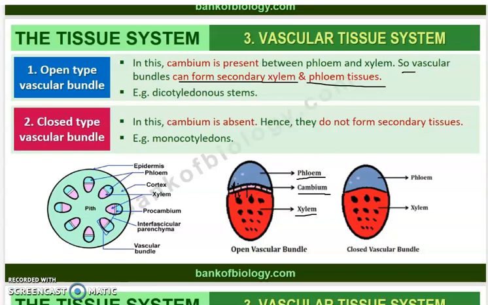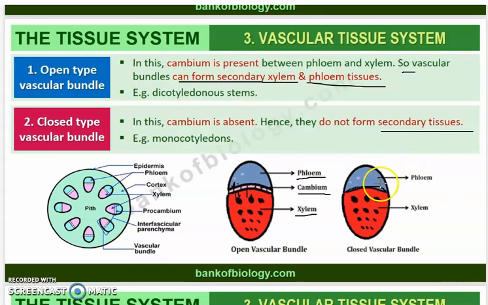So in this, the cambium is absent. You can see it here. This is the closed vascular bundle. Here we don't see the presence of a cambium. Okay, so if there is no cambium, it means that they do not form the secondary tissue. Due to the absence of this cambium, they will not produce the secondary tissue. And when cambium is present, it produces the secondary tissue, that is secondary phloem and secondary xylem.